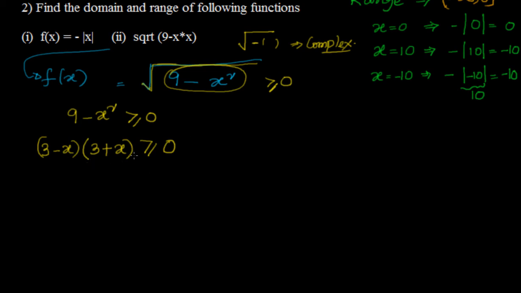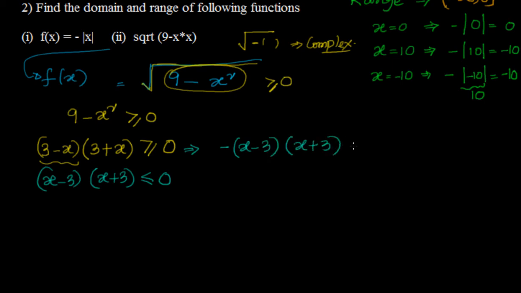Now I have to find out the values which will make this greater than or equal to 0. What I will do, I'll just make this (x minus 3) into (x plus 3) less than or equal to 0. Now what I have done is, I have taken minus out, and I said minus of (x minus 3) into (x plus 3) greater than or equal to 0. Now if I want to take this minus out, I have to reverse the sign, which you are aware, I think.